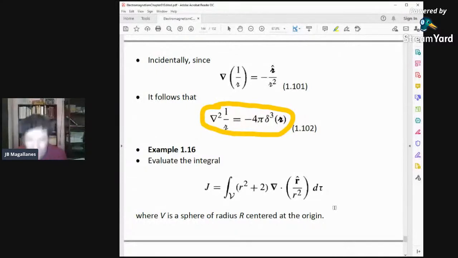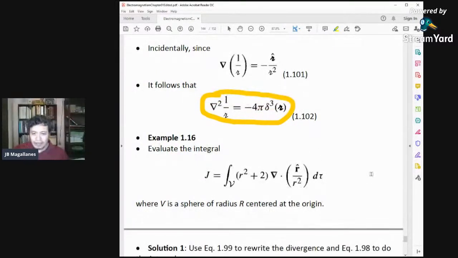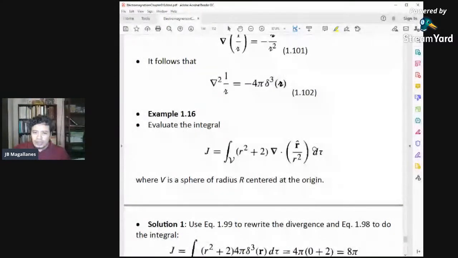Okay. So now let's go to an example. So this one is J. Actually, J here will be just current density. Later on, you will know that J is a current density. So we're looking for the integral of J, this one.